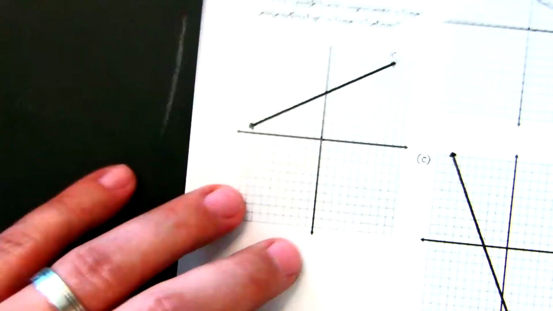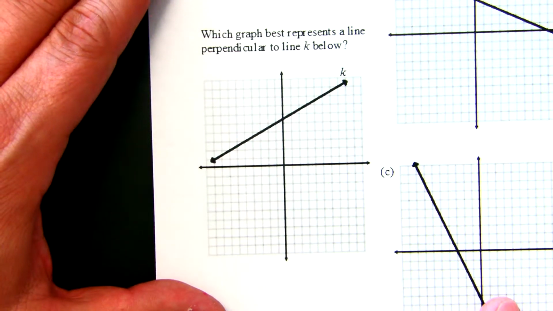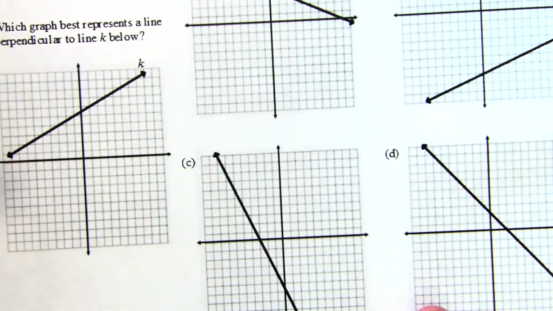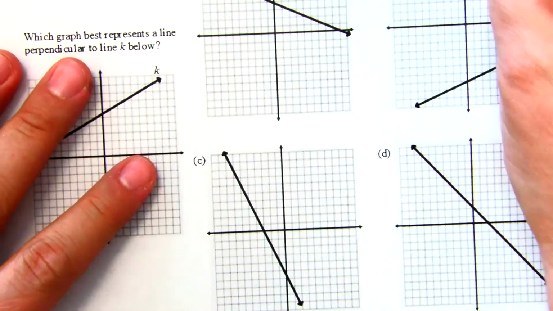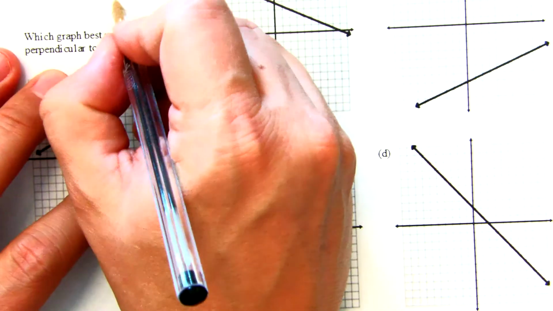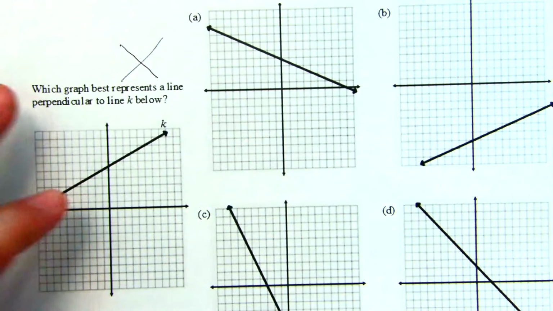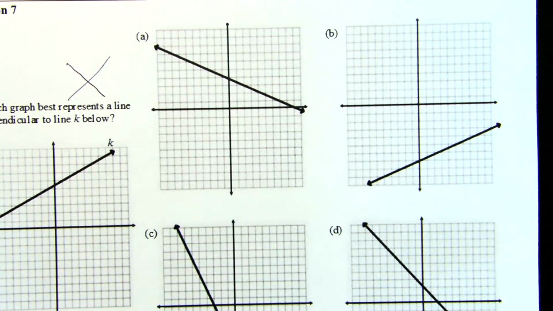All right, number 7. Which graph represents a line perpendicular to line K below? Well, you can do this a couple of ways. You can try to eyeball it and just look. Perpendicular means that they meet at a right angle, right? So if one is like this, then the other is going to be like that. I don't think that's a good idea. It helps you rule out certain things, like B is not perpendicular to K, but other than that, it doesn't help that much.